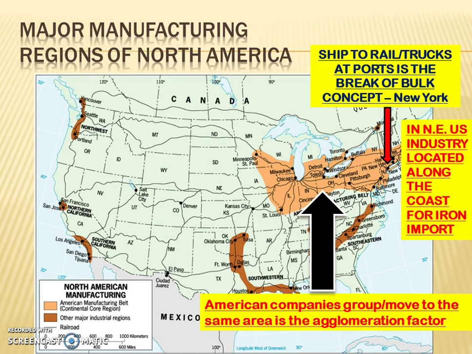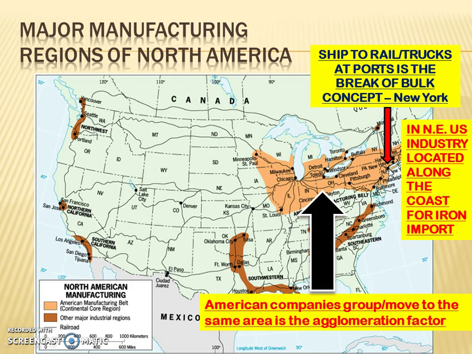This is a map of the manufacturing regions of North America. Pay attention to areas like Detroit, where we know we have a lot of car manufacturing. Milwaukee has a lot of that. Pittsburgh had a lot of that. New York is also mentioned on here as a break of bulk point. And this is a place, it's a port city.